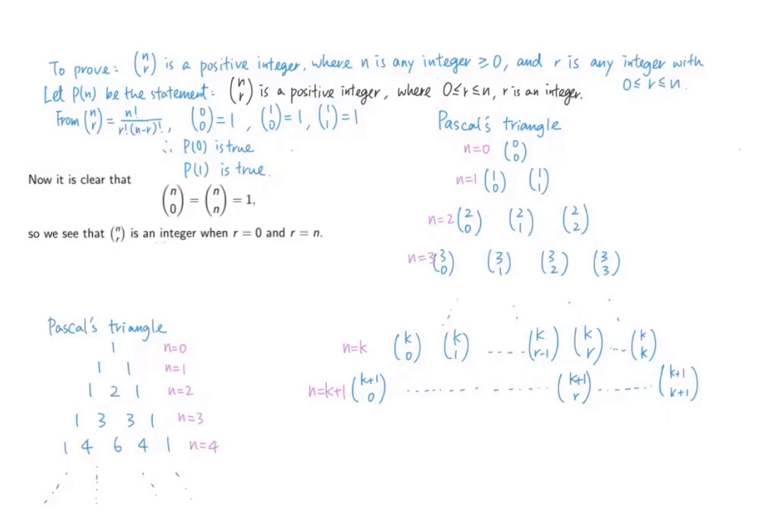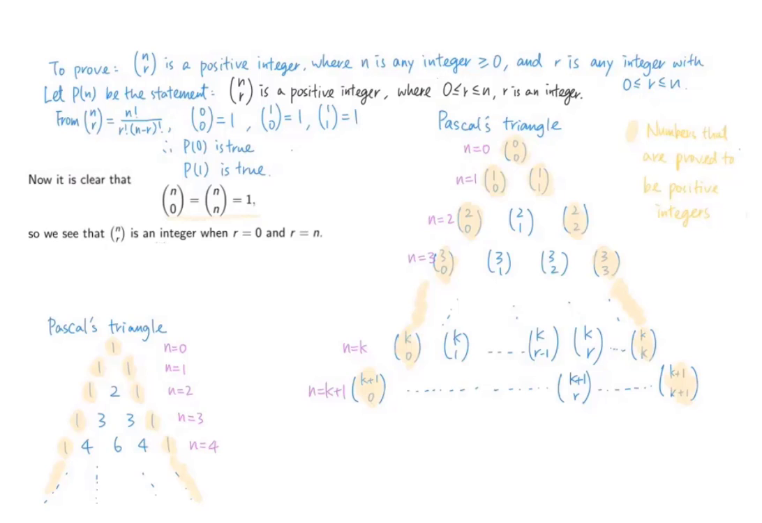This property, which we came across in the last notes, can be easily verified by substituting r equals 0 and r equals n into this binomial coefficient formula. So it also helps us show that the value of 0 choose 0 is 1, 1 choose 0 is 1, and 1 choose 1 is 1 as well. This property helps us know that all the numbers at both edges of the Pascal's triangle are positive integers.